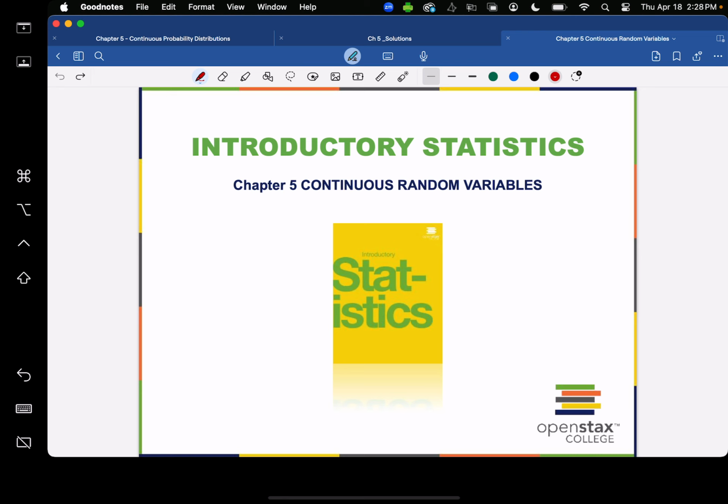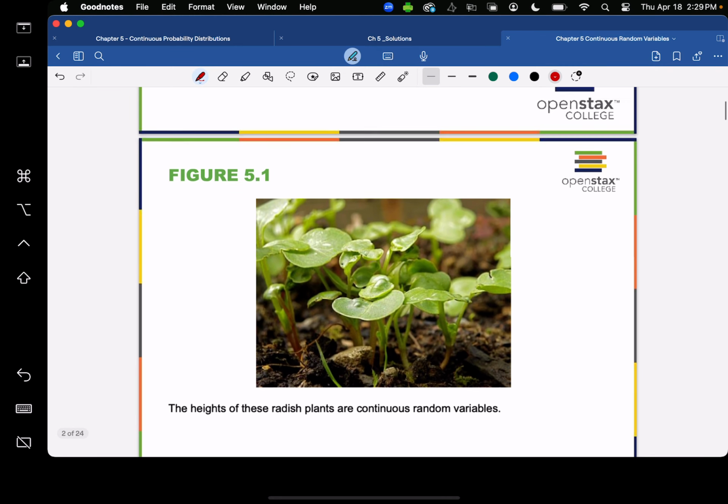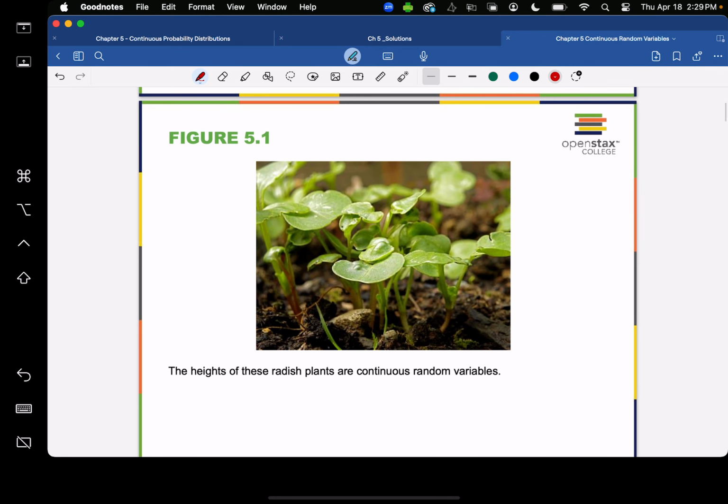So last week we learned about discrete random variables. Now we're learning about continuous random variables. So do you know the difference between discrete and continuous? Discrete are things that we count, so we'll have numbers like 0, 1, 2, 3. And continuous, when you're measuring things in grams or in inches, you could get a decimal. So the heights of these radish plants are continuous random variables.